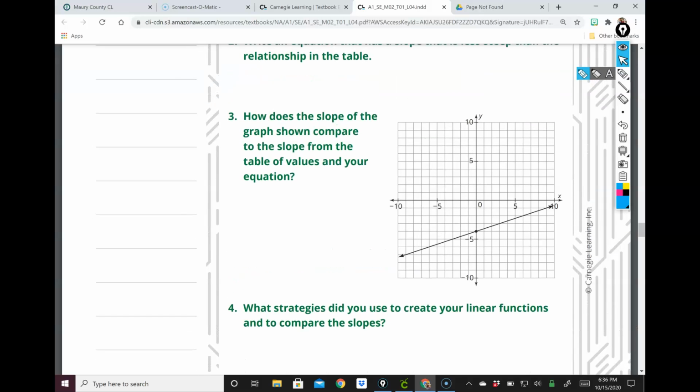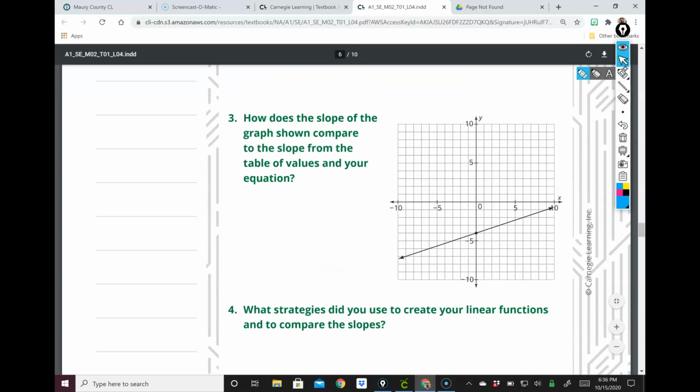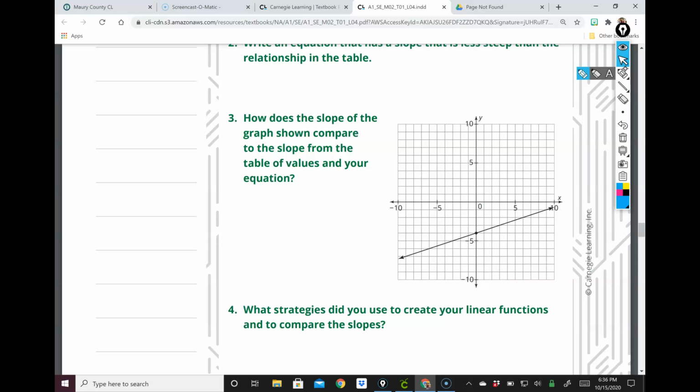Number 4, what strategies did you use to create your linear functions and compare the slopes? Well, for my slope, I just did rise over run. I went up 1 and my rise was 3. In the table, I did my slope formula as my second y minus my first y over second x minus my first x.